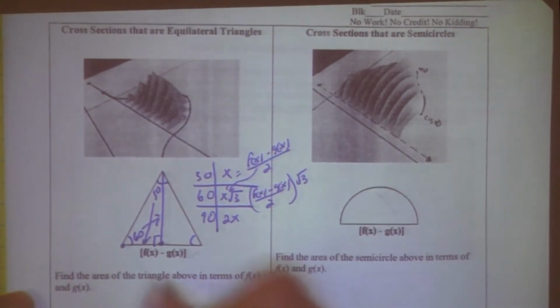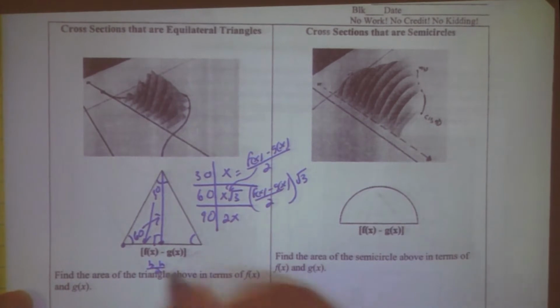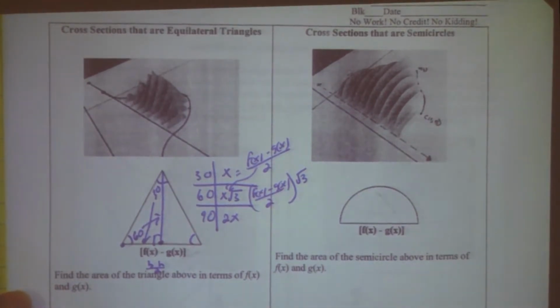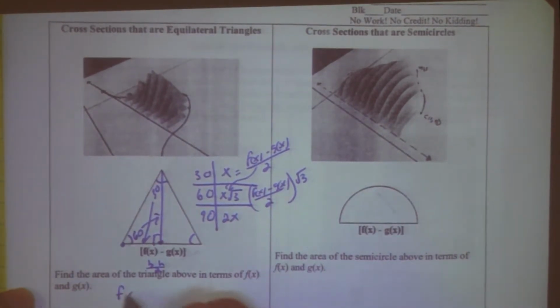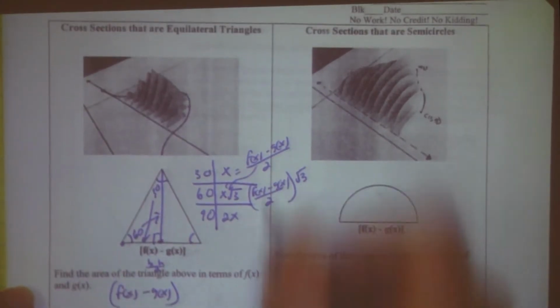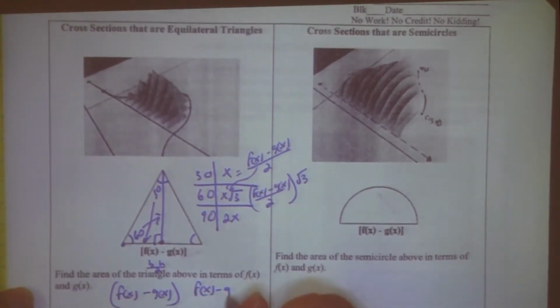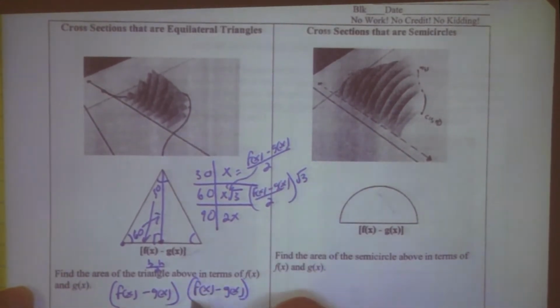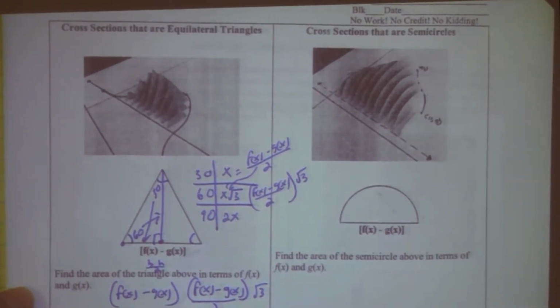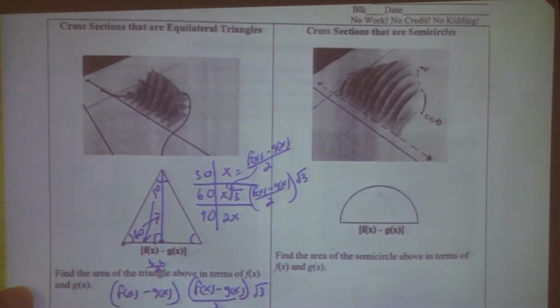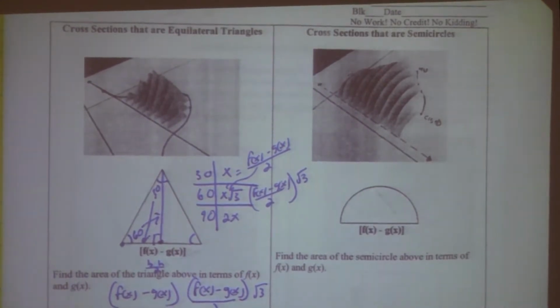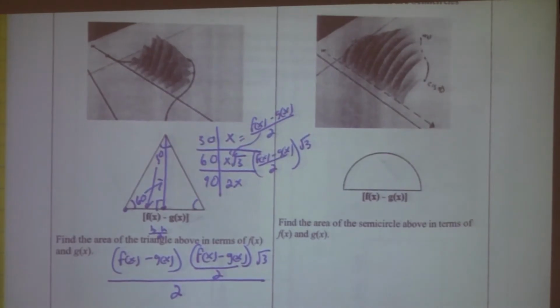All right, so we said it was base times height divided by 2. So what is the base of this triangle? f of x minus g of x, times the height, which was this guy over here: f of x minus g of x divided by 2 times radical 3. And then all of that divided by what? Divided by 2. That looks really ugly.